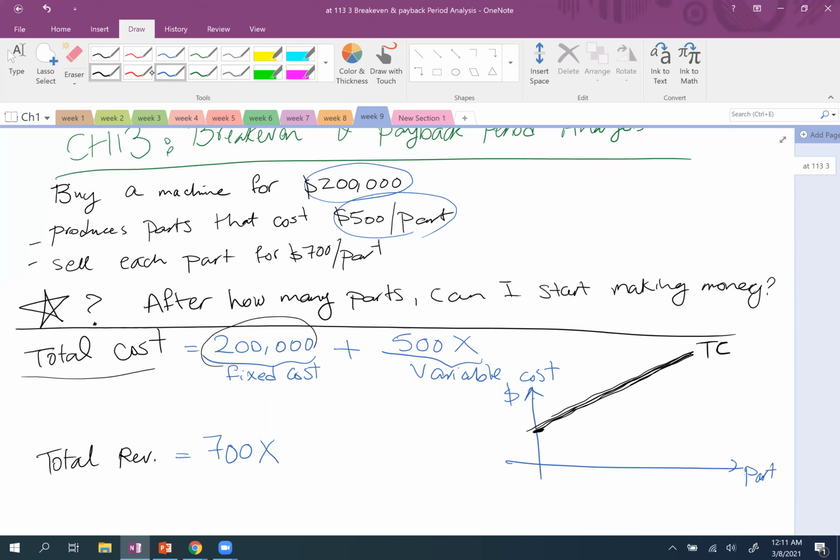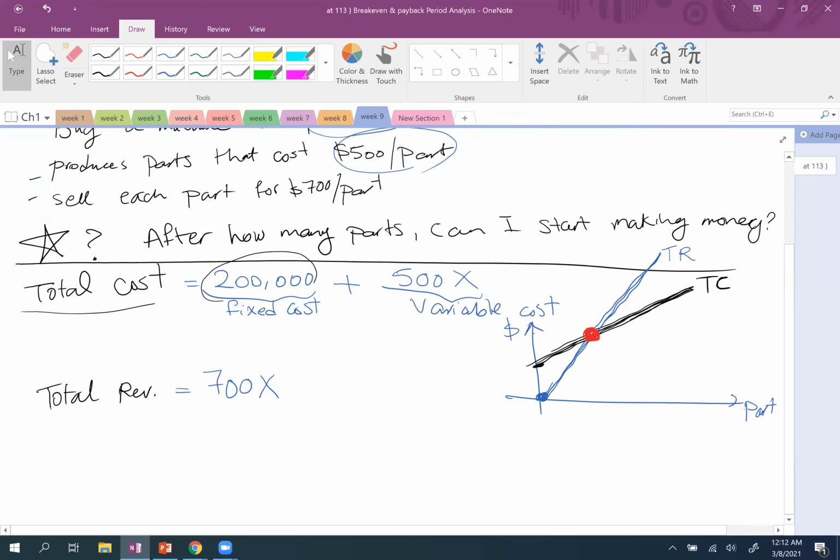The other function that we have is our total revenue. Total revenue is 700 times X. What does it mean? If you don't produce anything, you will not be able to sell anything. Can you make money? No, I cannot. So it will be zero if I don't produce anything. But the more I produce, the more I can sell, and therefore I can make more money. This blue line over here is your total revenue. So the point where your total cost is equal to your total revenue, which is this red point over here, is the point that we call the break-even point.